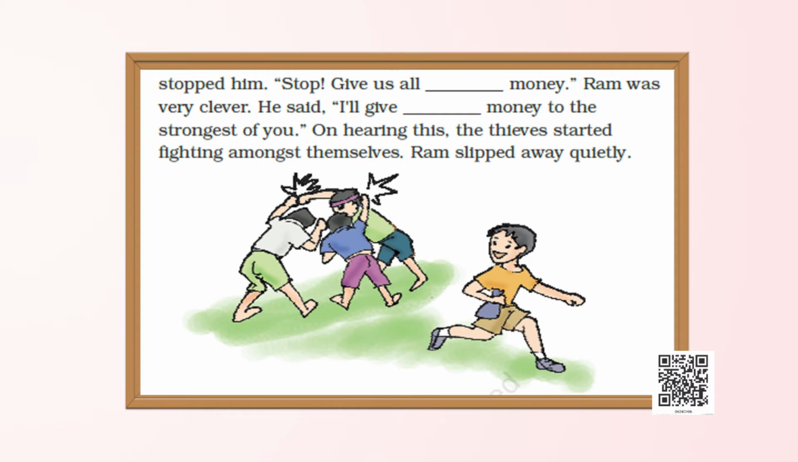Dash. Yeah, you're right. Your money. Ram was very clever. He said, I'll give dash. What can be the answer? Yes, you're right. My. I'll give my money to the strongest of you. On hearing this, the thieves started fighting amongst themselves.